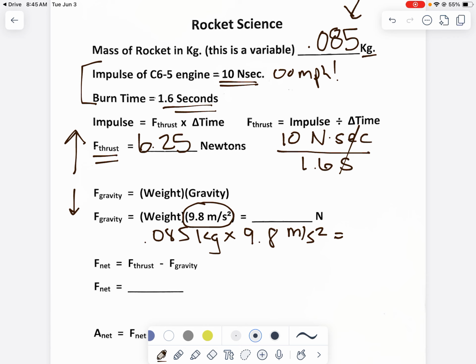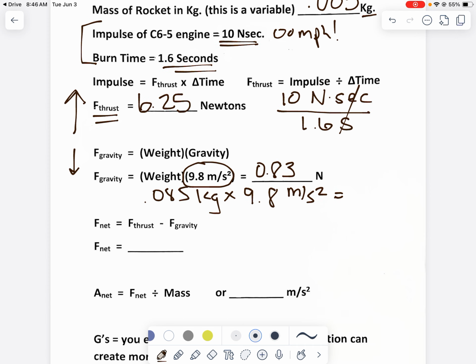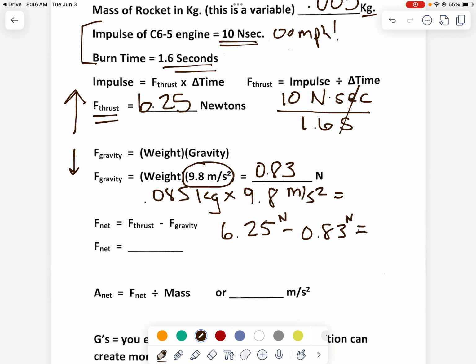I got 0.83 newtons. So we're pushing up with 6.25 newtons, pulling down with 0.83 newtons. To find our net force, all we need to do is subtract the two. 6.25 minus 0.83. Newtons minus newtons, so we should get newtons, and our answer is 5.42 newtons. So that's how much thrust, or how much force we have going up.